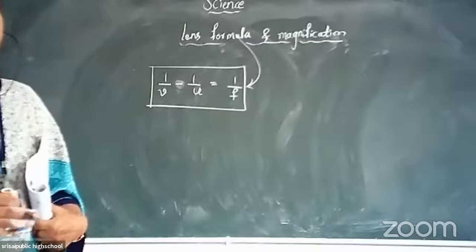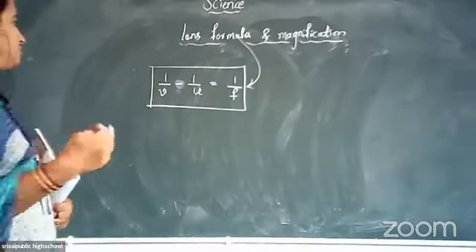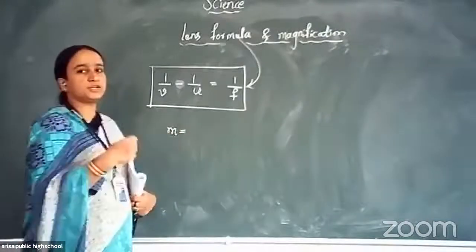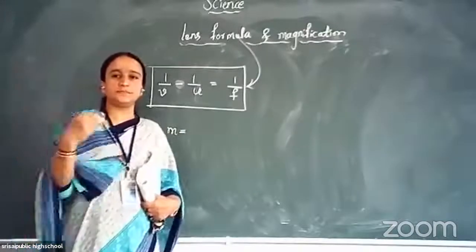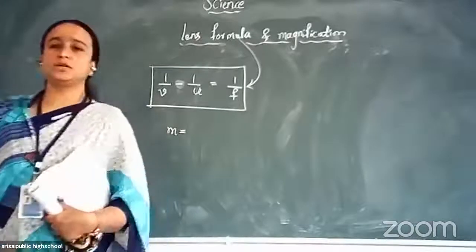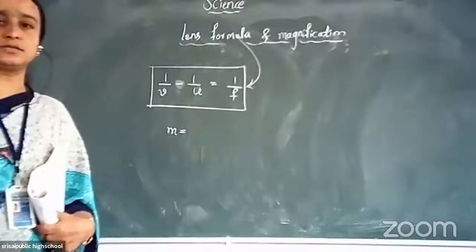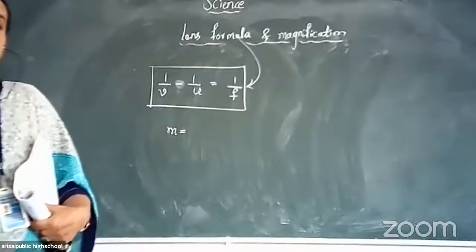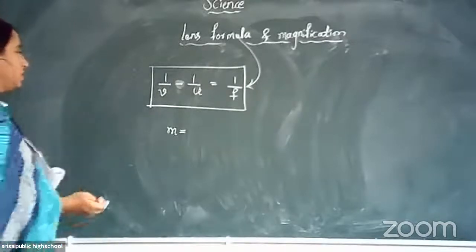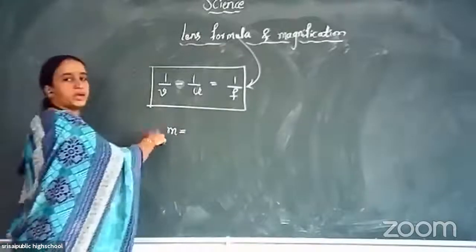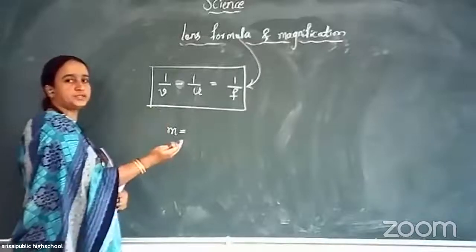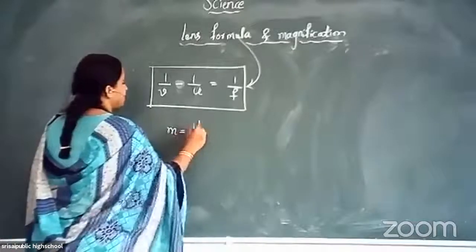You all learned magnification in case of the mirrors also. In a similar way, there is a magnification for the lenses also. What was the magnification with respect to the mirror? Just recall how the relation was given for the magnification in terms of the heights of the object and image in case of the mirror. Magnification is equal to H dash upon H. Very good.